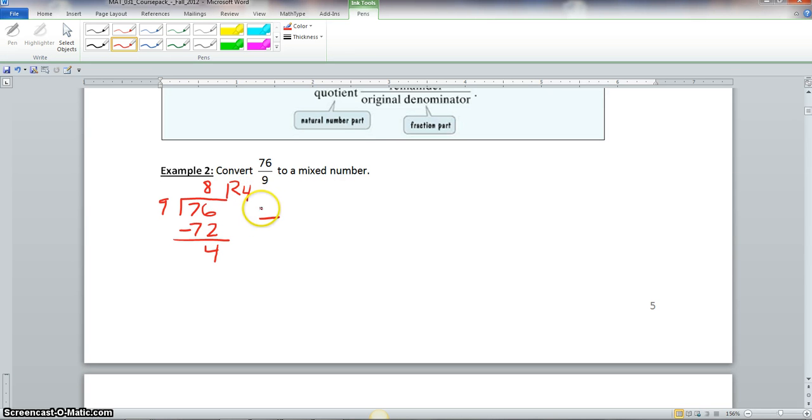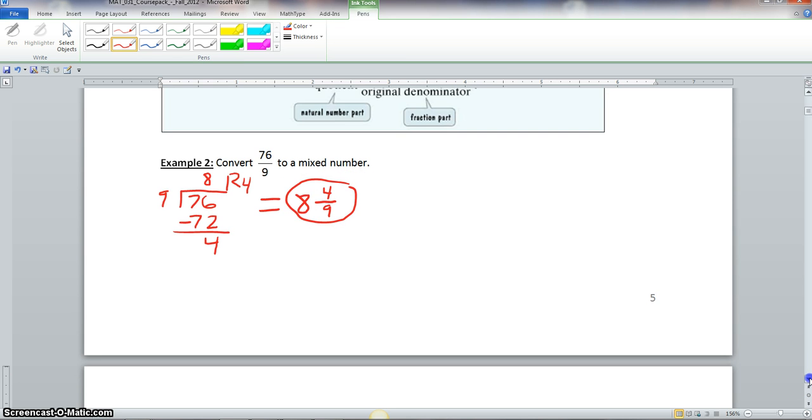Now we have to rewrite this as a mixed number. This is how this will go. This number here is considered to be your quotient. So this is your 8. This will be your natural number. Now we need to find our denominator. Our denominator stays the same, which here is 9. And our numerator is the remainder. So it's 8 and 4/9.